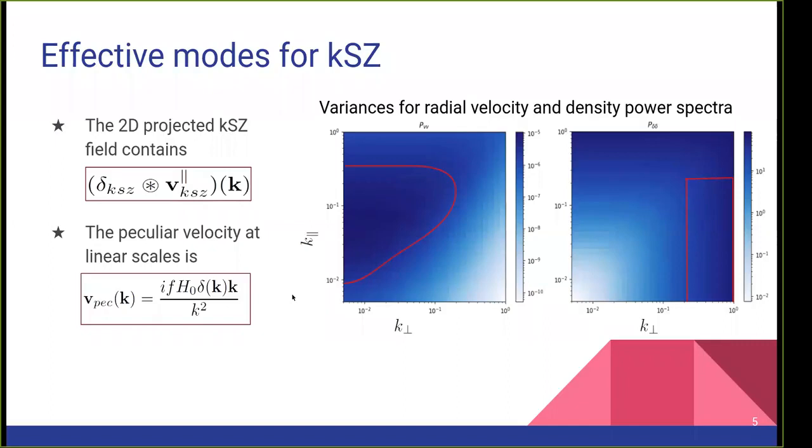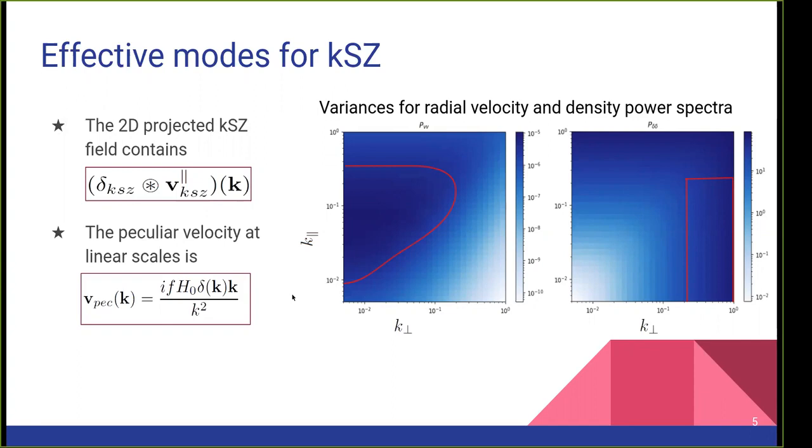And what you can see in the two diagrams is, okay, we can take the left plot first. The velocity power spectrum modes dominate on the angular scales and radial scales that are demarcated in red.